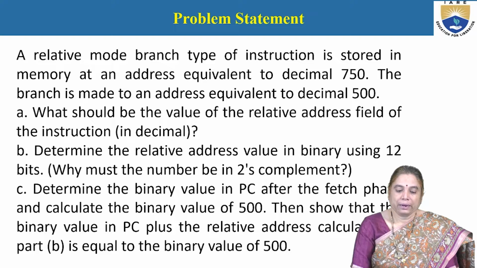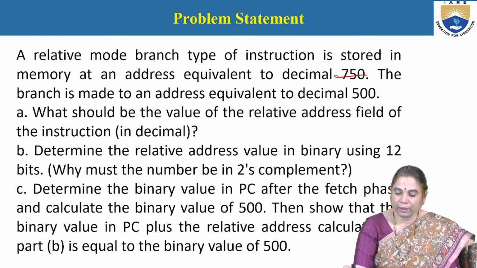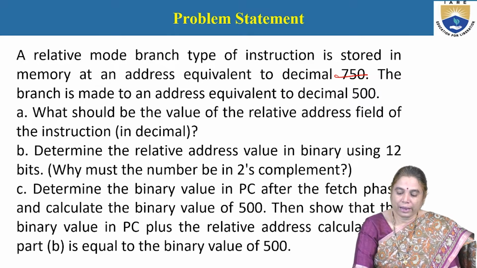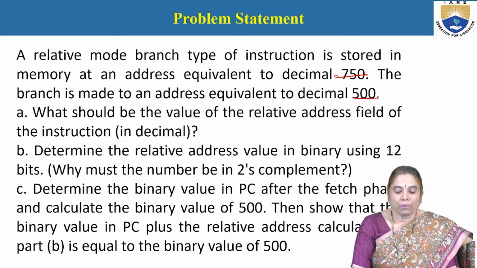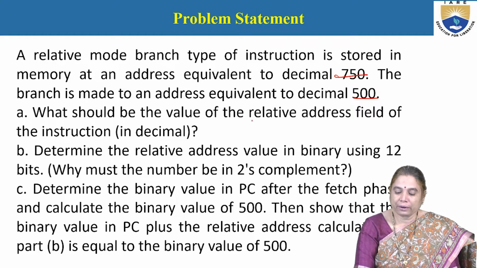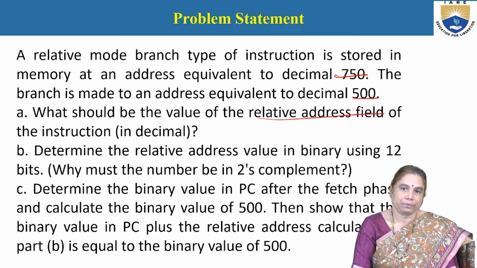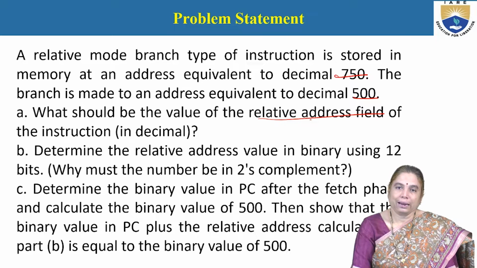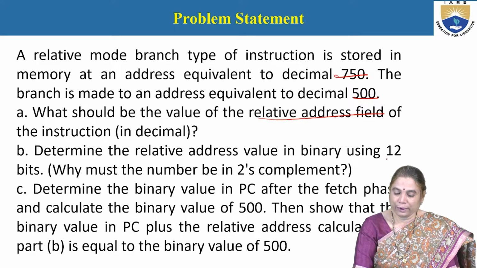The next problem statement: a relative mode branch type of instruction is stored in memory at an address equivalent to decimal 750. The branch is made to an address equivalent to decimal 500. What should be the value of the relative address field of the instruction in decimal? The first question is related to the relative addressing mode. The second question is to determine the relative address value in binary using 12 bits.